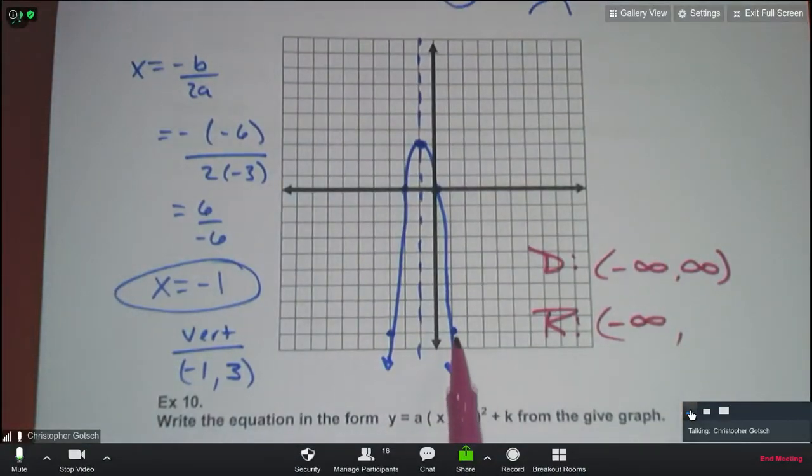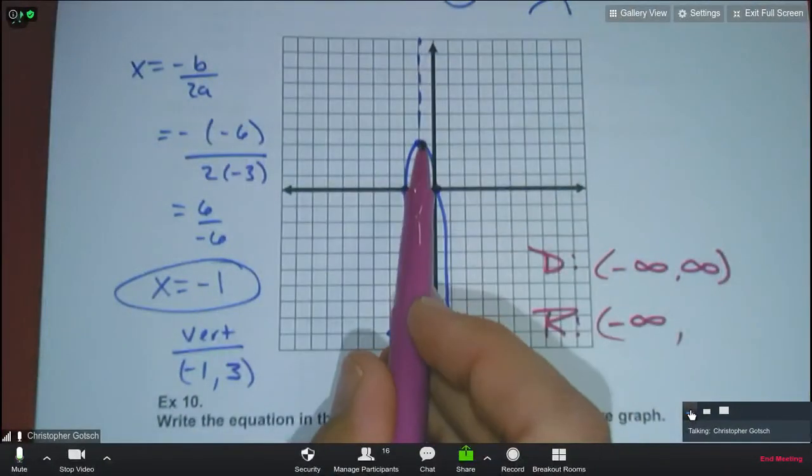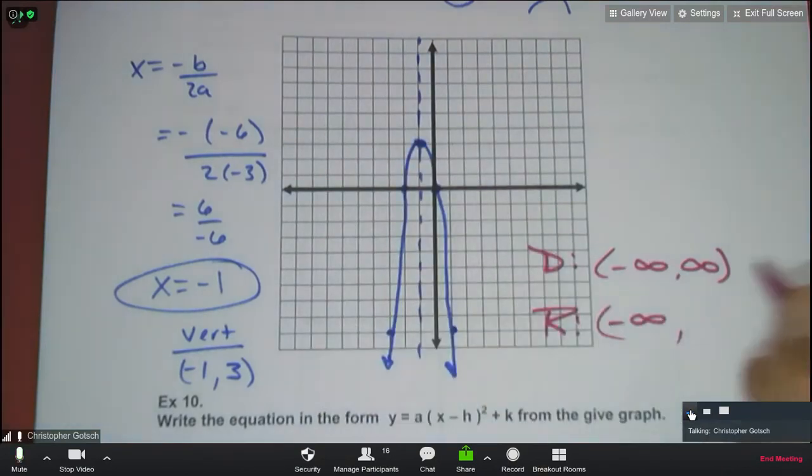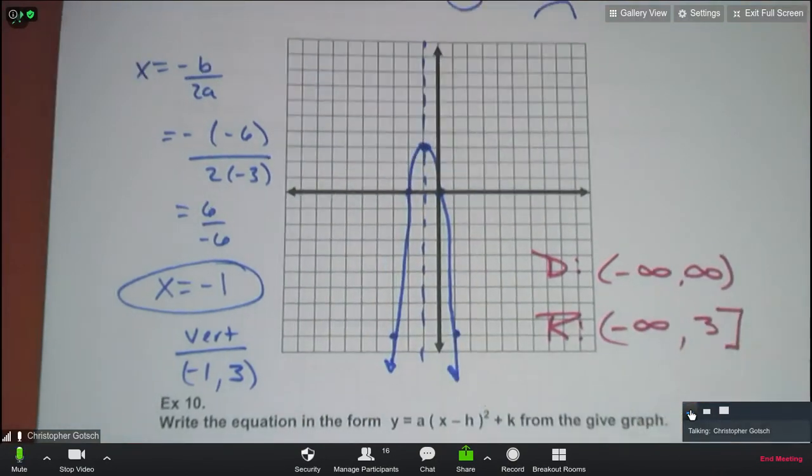How high does it go? Does it go up high, all the way to the sky? It stops right here at this y value. What's this y value? 3. It's a solid dot, bracket.